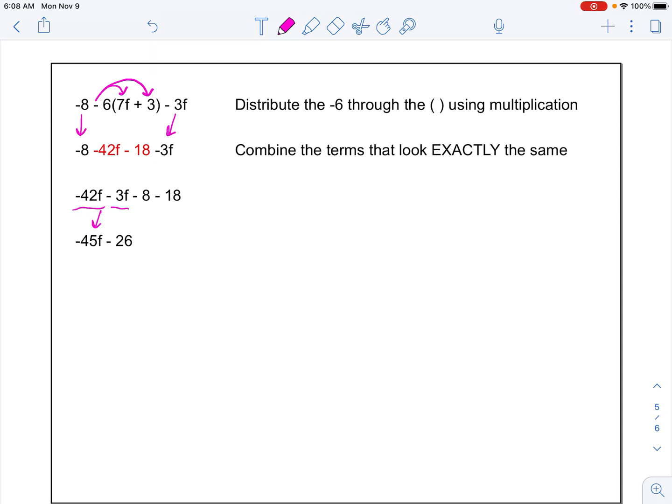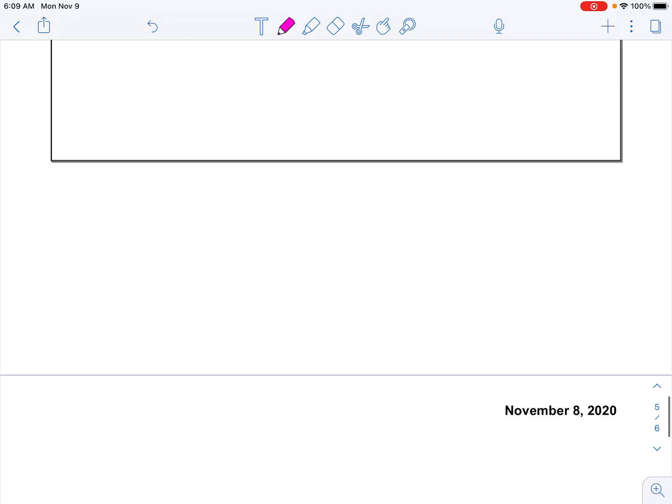And then negative 8 minus 18. So remember, we're at negative 8. We move to the left 18 spots, and I end up at negative 26.